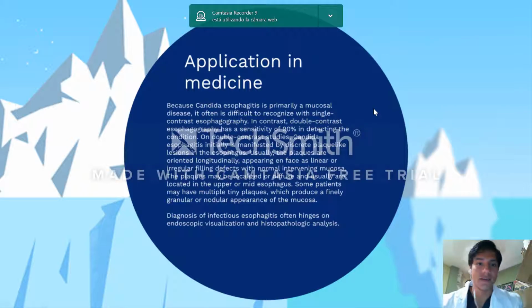Application in medicine. Because candida esophagitis is primarily a mucosal disease, it is often difficult to recognize with a single contrast esophagography. In contrast, double contrast esophagography has a sensitivity of 90% in detecting the condition. On double contrast studies, candida esophagitis initially is manifested by discrete plaque-like lesions in the esophagus.